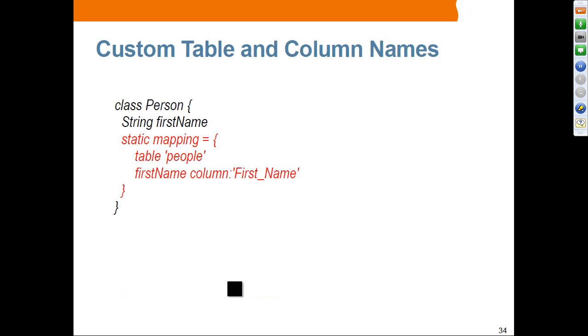One thing we're going to do here is use a custom table name and custom column names. For the person class, instead of using the persons table, we want the name of the table to be people. In terms of the first name field, we'd like the database column to be first_name instead of firstName. So basically we are customizing the name of the table and the name of a column, the first column in this case.